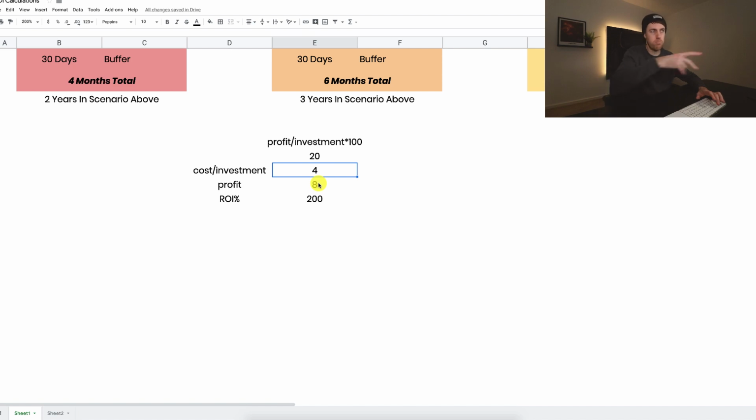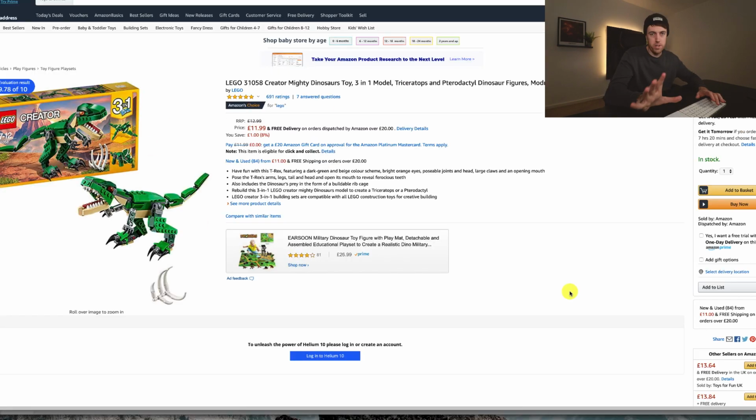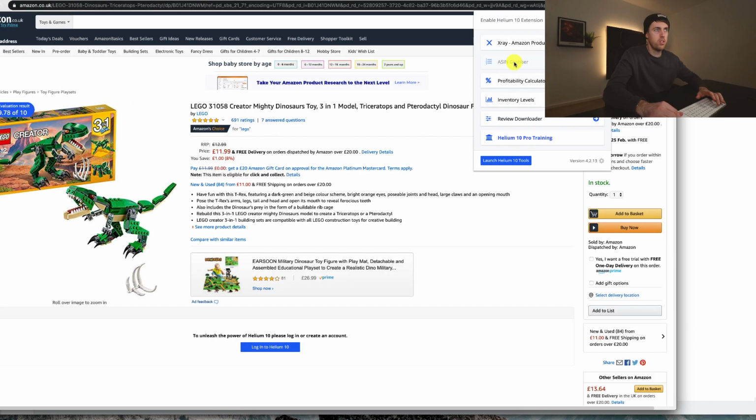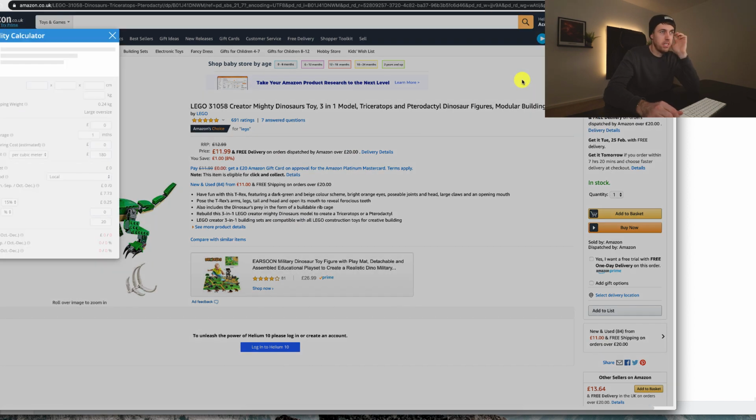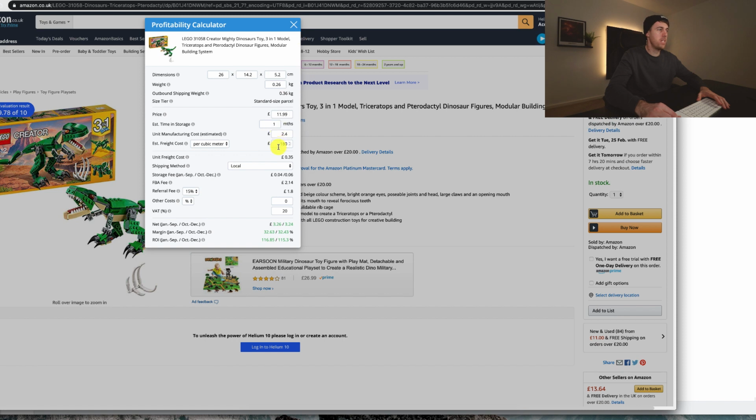Now, of course, there are a couple of other ways you can calculate this. You can use the Helium 10 Chrome extension, which I highly recommend. It's got this thing here called the profitability calculator. Click on that, and say I'm on some Lego here. You can change all of these numbers in here, obviously, but then it provides you with the ROI down here. So you see this one, 116%. On our example, good, not the best, but I would still be happy with this, pretty decent.